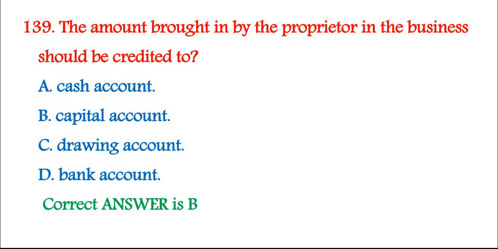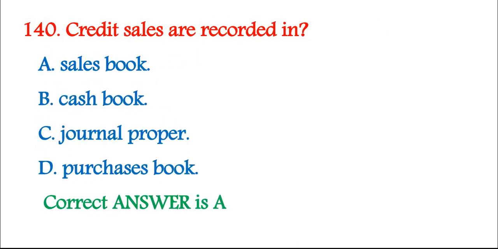139. The amount brought in by the proprietor in the business should be credited to A. cash account, B. capital account, C. drawing account, D. bank account. Correct answer is B. 140. Credit sales are recorded in A. sales book, B. cash book, C. journal proper, D. purchases book. Correct answer is A.